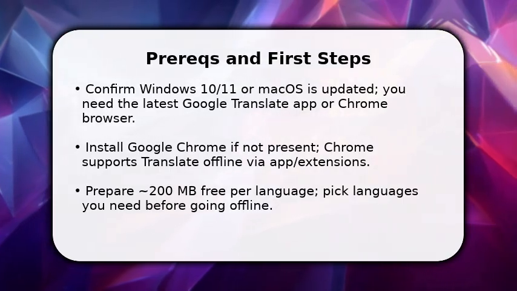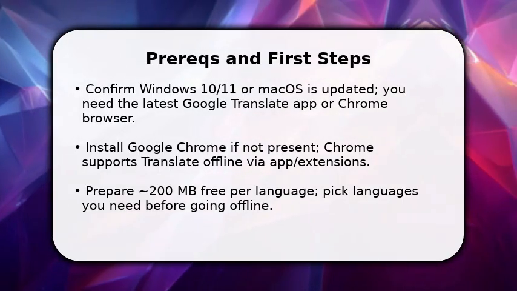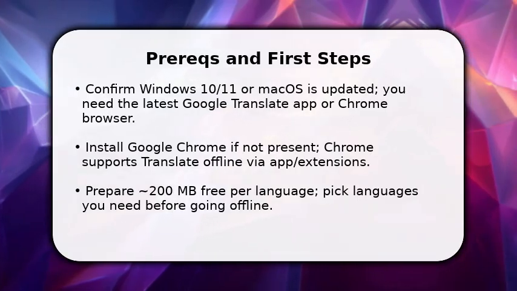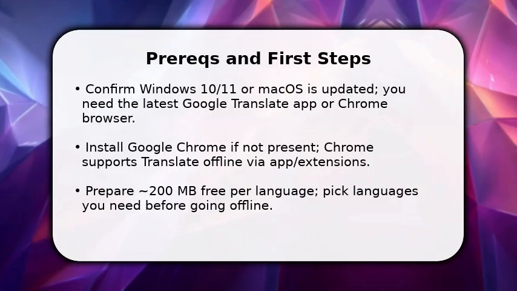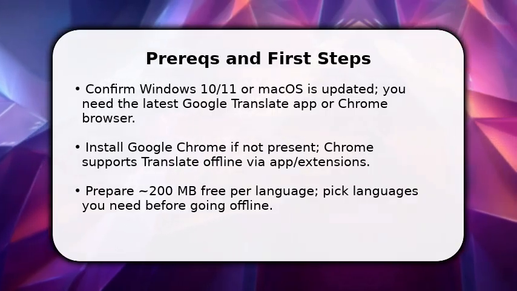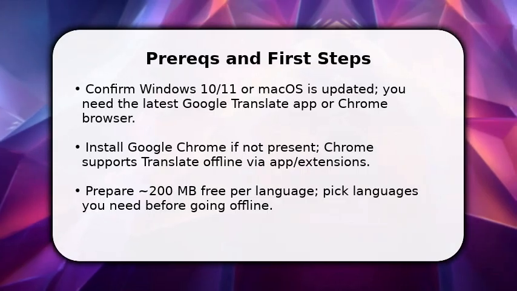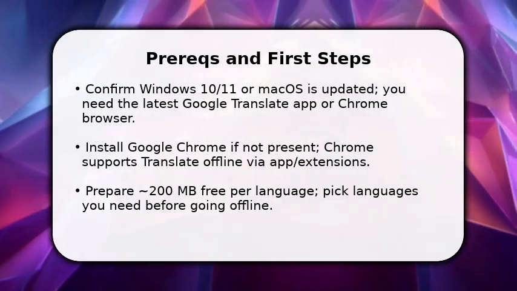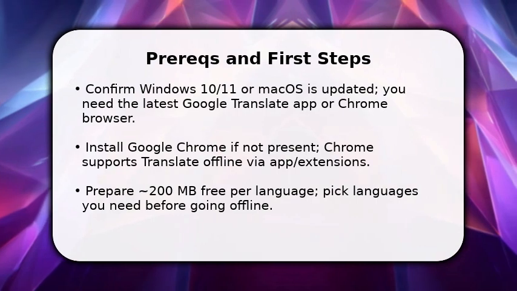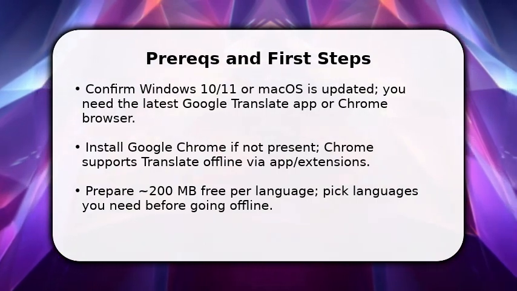Next, install Google Chrome or the Google Translate app for desktop if available, because Chrome provides the most reliable offline support. Finally, check storage. Download about 200 MB per language. You want enough space to store multiple languages. Once done, you'll be ready to fetch language files and configure offline.